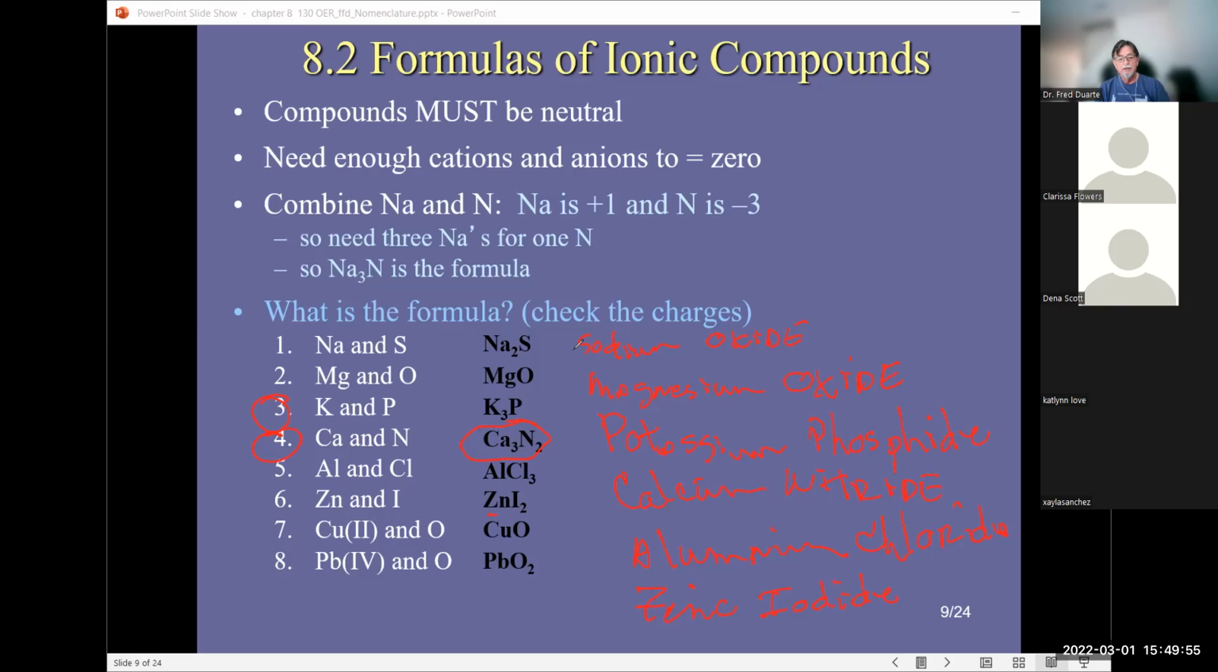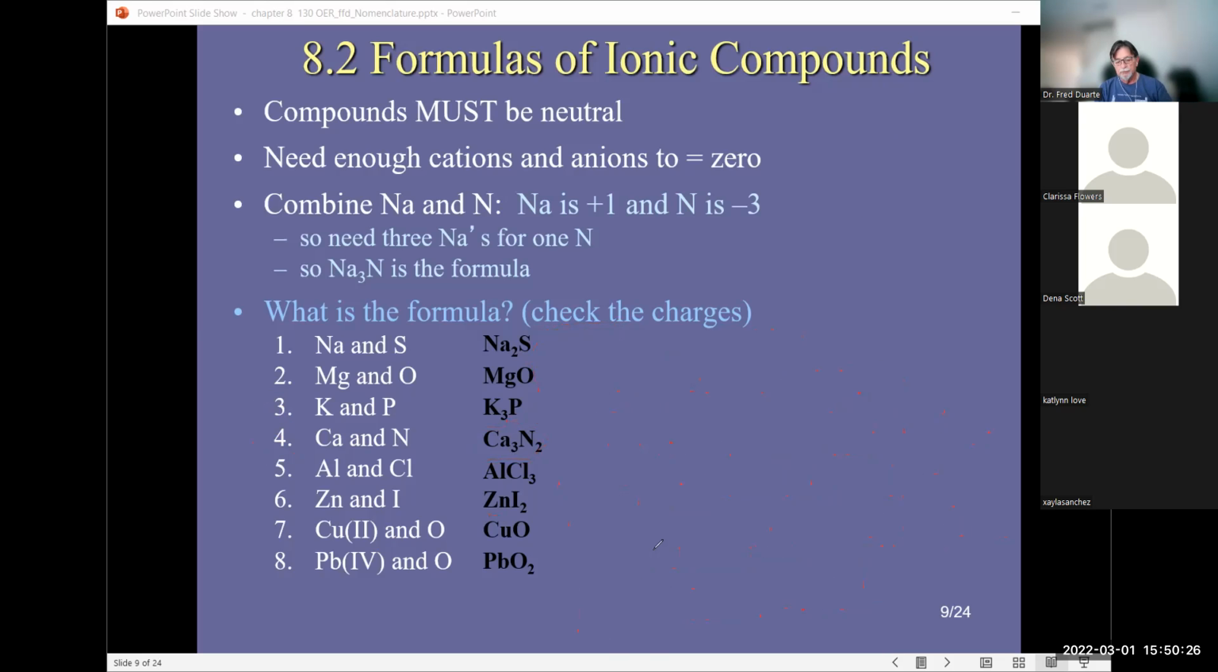Okay, now notice in the first 6 examples with respect to names, no Roman numerals, because all the metals in those first 6 examples have exact oxidation numbers. We know 100% of the time what their oxidation number is. They don't have more than one, they only have one. Therefore, no Roman numerals.